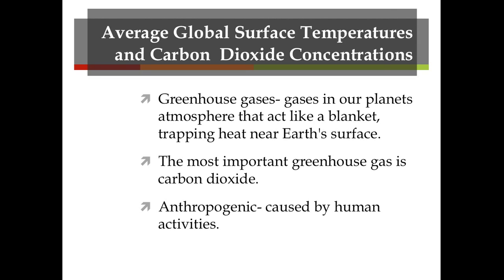The next global indicator is the average global surface temperature and carbon dioxide concentrations in our atmosphere. So we know that biodiversity and abundant food production are necessary for us to live. But one of the things that makes those things possible is having a stable climate on our planet. Earth's temperature has been relatively constant since the earliest forms of life began on our planet about 3.5 billion years ago.